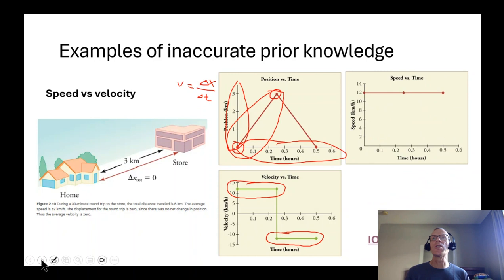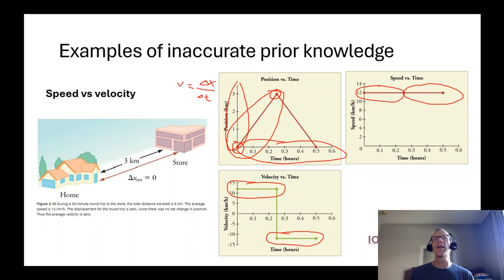If we look at speed versus time, notice that is a flat line because the speed doesn't relate to the direction. It's just distance traveled divided by time taken. And in both cases, the same distance was traveled, the same time was taken. So the first and the second half speed are the same because speed is not affected by direction.